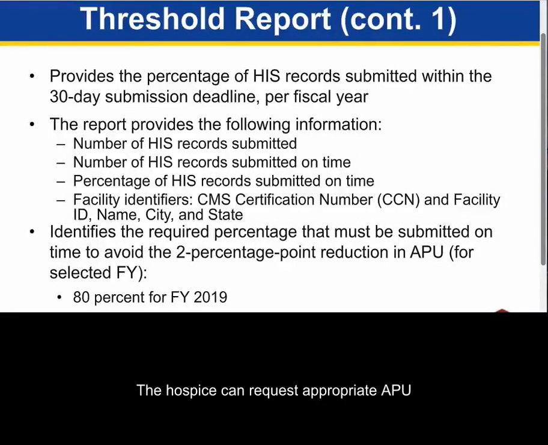The hospice can request appropriate APU fiscal years by selecting the fiscal year or FY drop-down box on the CASPER Report Submit page. The report provides the following information: the number of HIS records submitted, the number of HIS records submitted on time, and the percentage of HIS records submitted on time. The footnote on the report identifies the percent of records that must be submitted on time. These percentages are 80% for fiscal year 2019 and 90% for fiscal year 2020 and beyond.